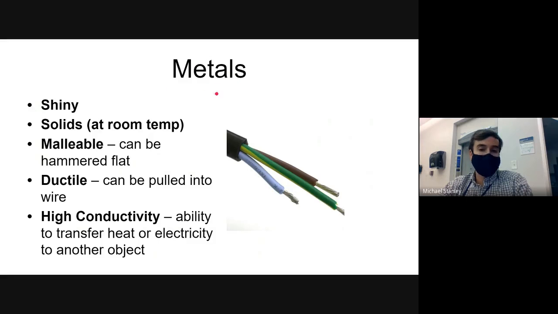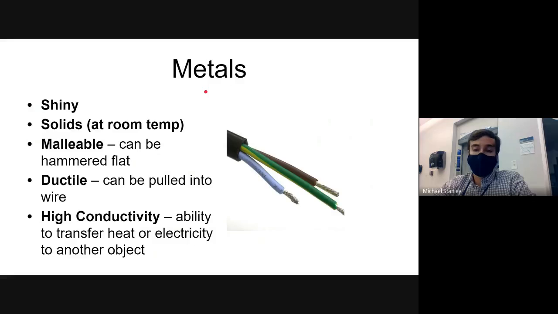So those are our metals. Again, picture like aluminum foil. Aluminum is an element, and aluminum foil is made out of aluminum. And it has all of these characteristics. So most metals have these physical properties right here.